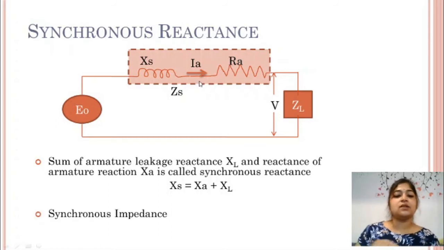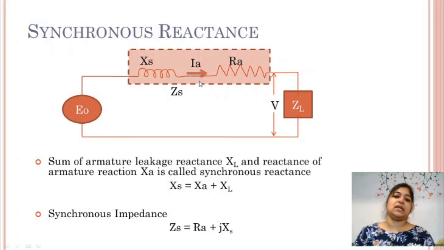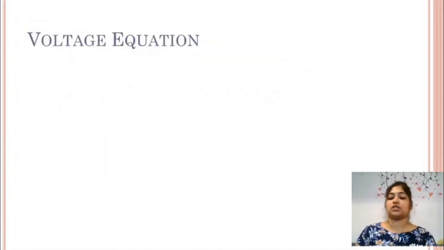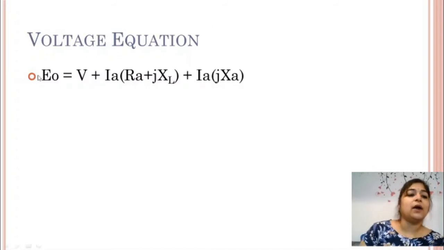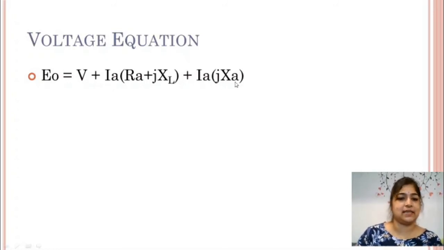And what is synchronous impedance? Synchronous impedance is ZS, which is given by RA plus JXS. I hope you will remember this because this is a very, very important relationship. And now we will simplify the EMF equation. Also, we can substitute this into that simplified voltage equation. Now E naught becomes equal to V plus IA times RA plus JXL plus IA JXA.